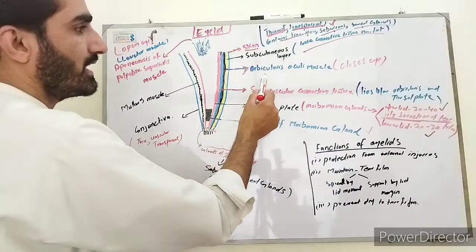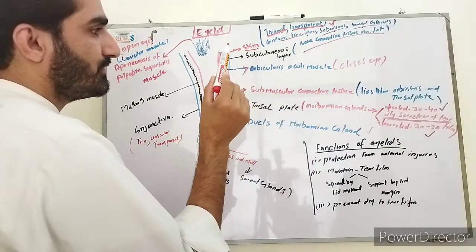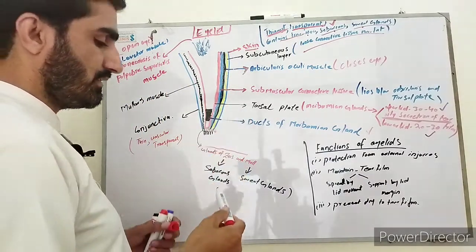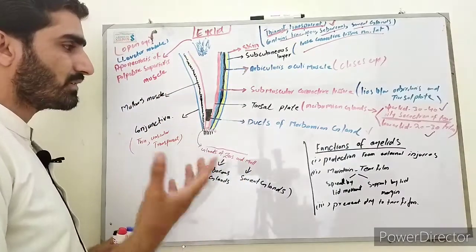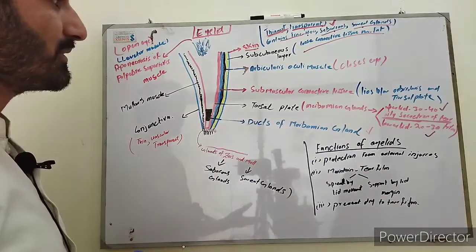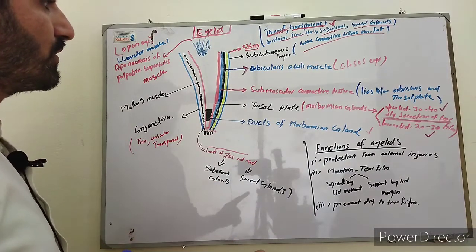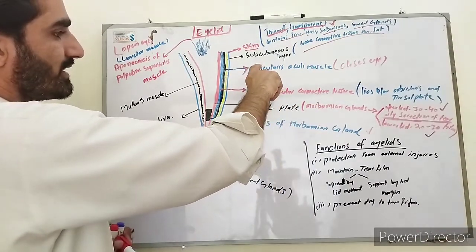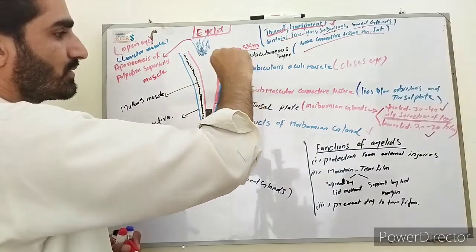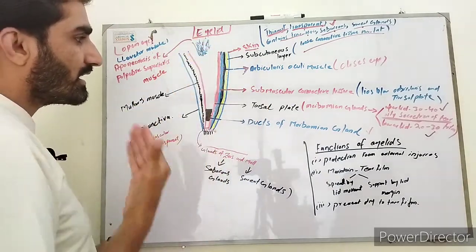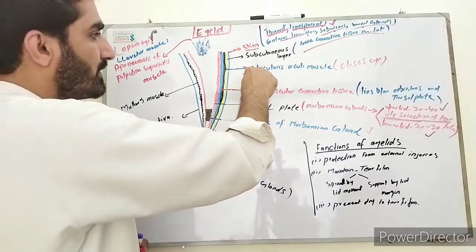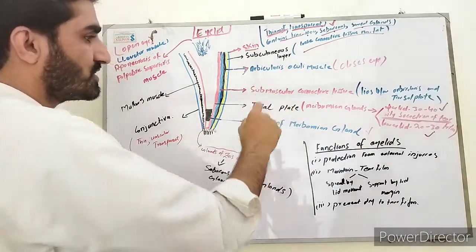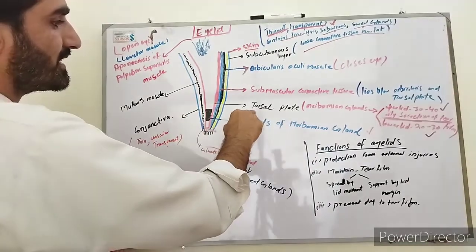The third one is the orbicularis oculi muscle. The function of the orbicularis oculi muscle is to close the eye. When we are sleeping, our eyes are closed. This is the function of the orbicularis oculi muscle. The fourth one is the submuscular connective tissue. Here we are telling its location. The submuscular connective tissue is located between the orbicularis oculi muscle and the tarsal plate. Now the fifth is the tarsal plate.